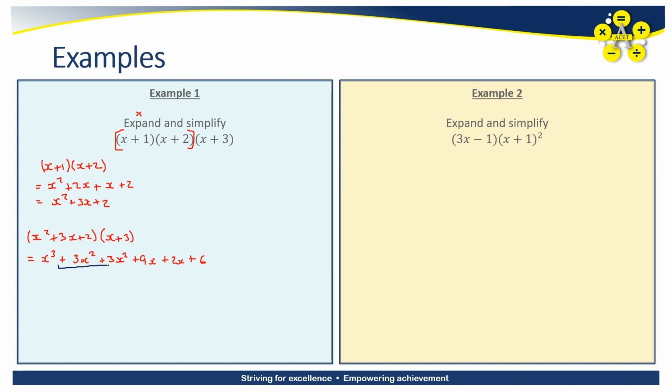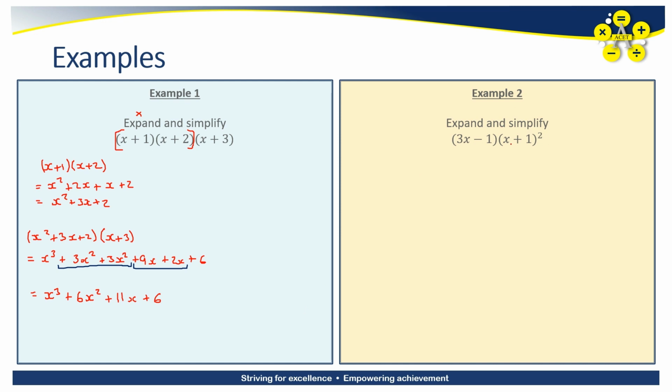But there's 3x squared and 3x squared, I can collect those like terms. And there's 9x and 2x, I can also collect like terms. So this is going to give me a final solution of x cubed plus 6x squared plus 11x plus 6. I've got my 4 terms simplified from here and I'm done.